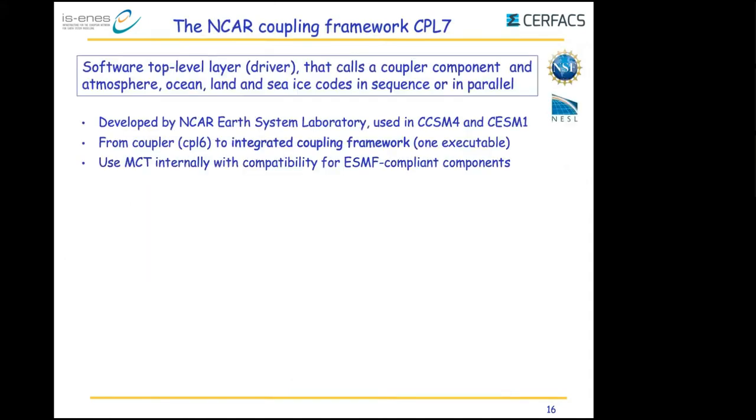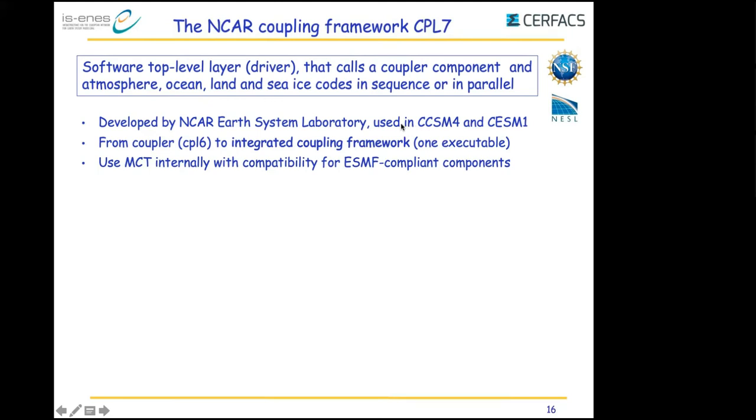Now for the NCAR coupler, CPL7, this is a top-level layer. CPL7 is really a driver that calls the different components. They have a coupler component, but also an atmosphere, ocean, land, and sea ice. The different components can be called in sequence or in parallel. It's developed by the NCAR Earth System Laboratory, and it's used in the CMIP6 models at NCAR.